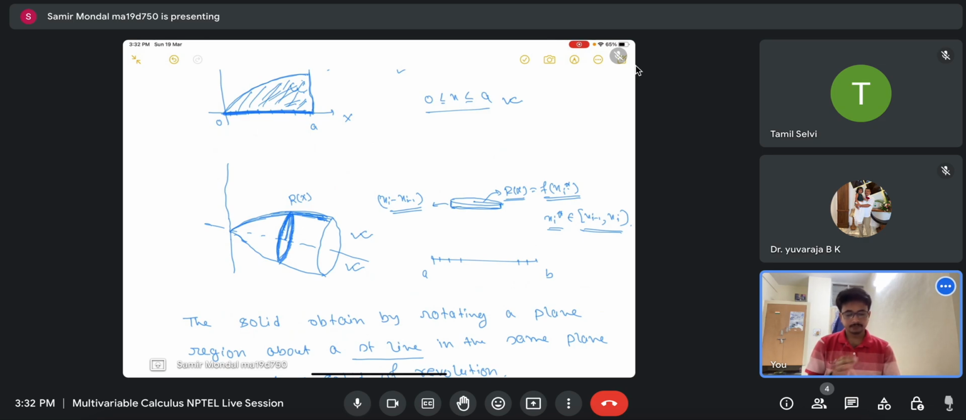This is our aim. So from this solid I am taking this slice of solid. This slice of solid is nothing but a cylinder, a small cylinder whose height is nothing but the length of the ith sub interval. Then what is the volume of this cylinder? It is pi r square h, where r is the radius of the circle of the cylinder, and h is the height.